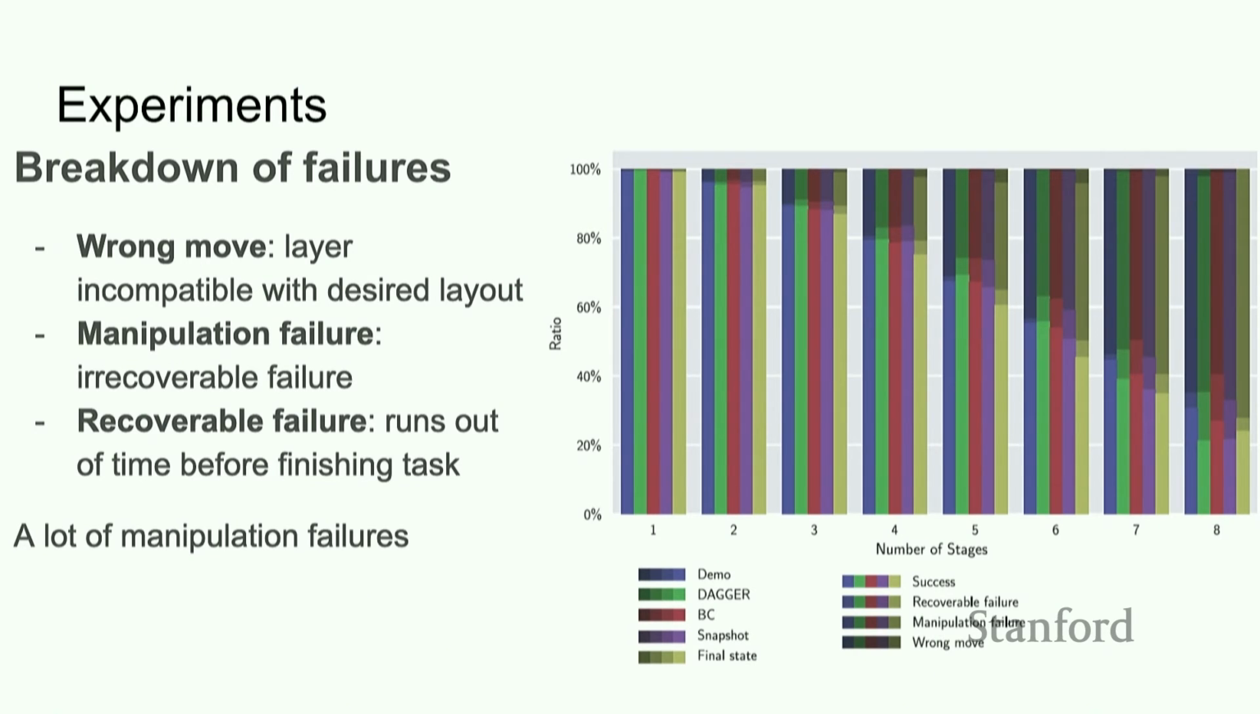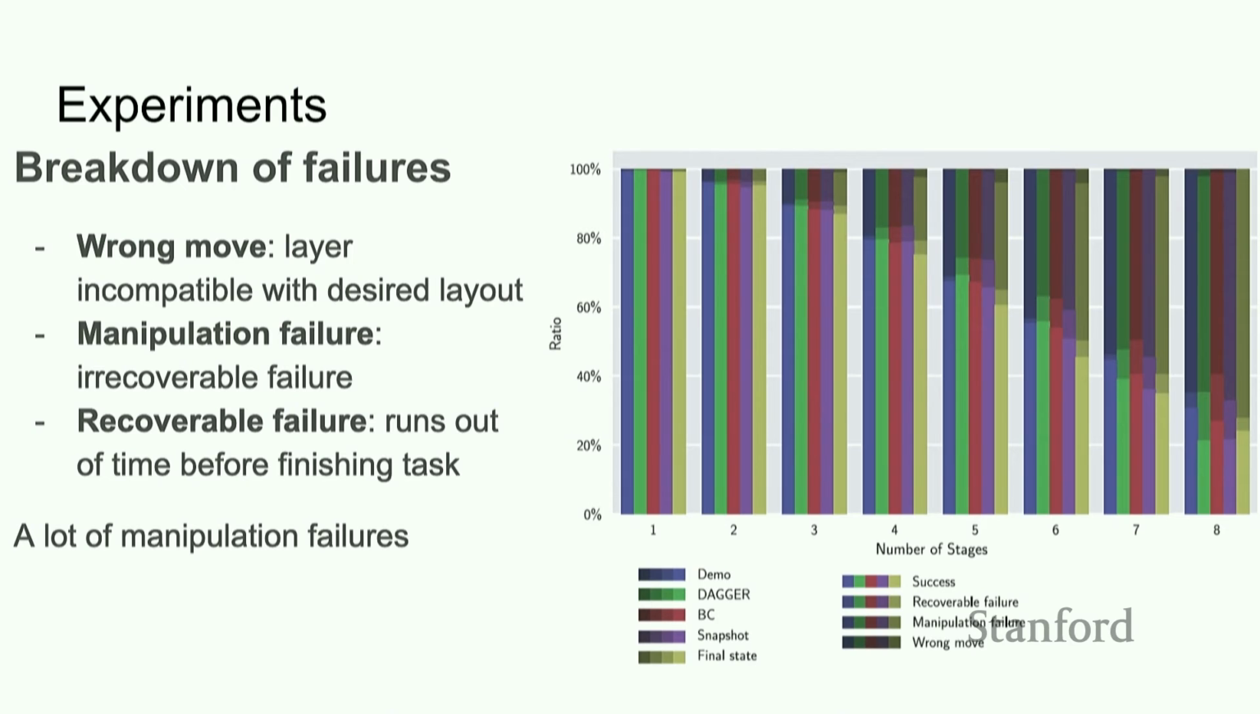They also broke down what kind of failures they had, because none of the models were perfect, including their hard-coded policy. They had three types of failure: the wrong move, manipulation failure, and recoverable failure. Wrong move is when the final result is just wrong. The second one is manipulation failure, when the robot, for example, drops the block from the table, so it just doesn't know what to do.